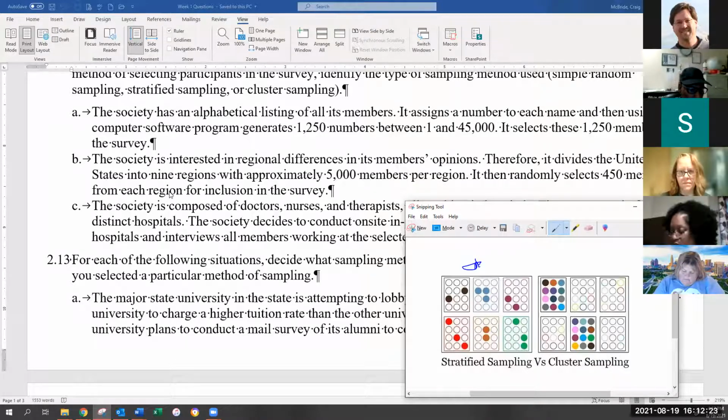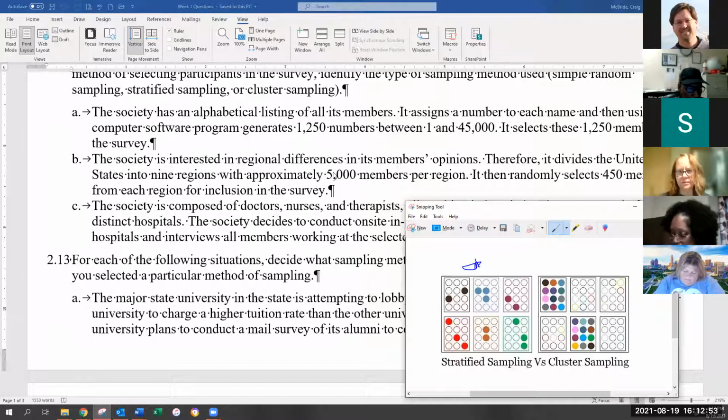Okay, I think that made more sense to me. Yeah, I think I got it. Stratified is some from every group, and cluster is all from some of the groups that were chosen. Exactly. For instance, with this example, because they have roughly 5,000 members per region, if they went and took all 5,000 members from region 1 and all 5,000 members from region 2, that would be a cluster sampling.